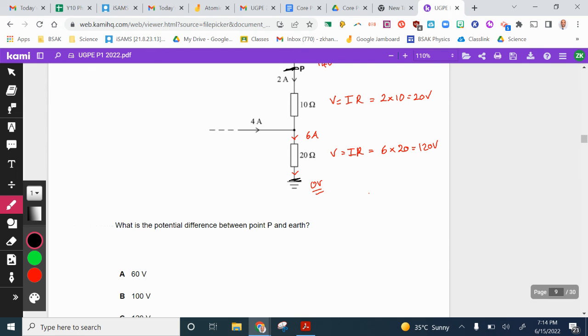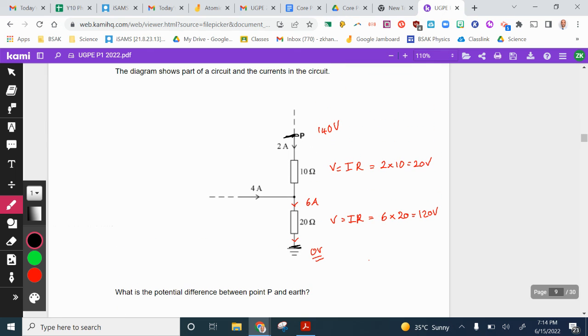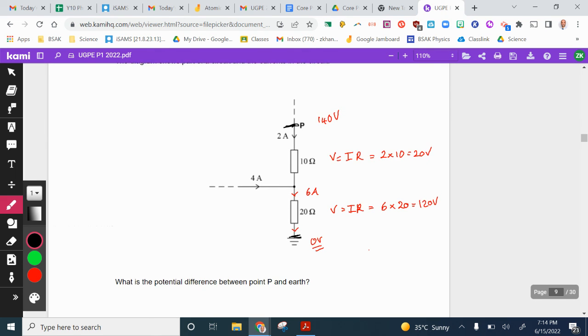That's how you work out this answer here of 140 volts. These two are in series. We know the voltages as we've calculated them, and we know that voltages add in series.